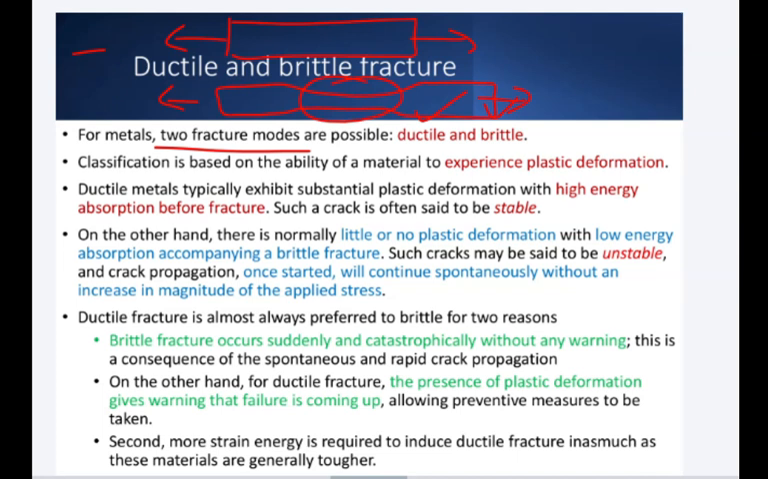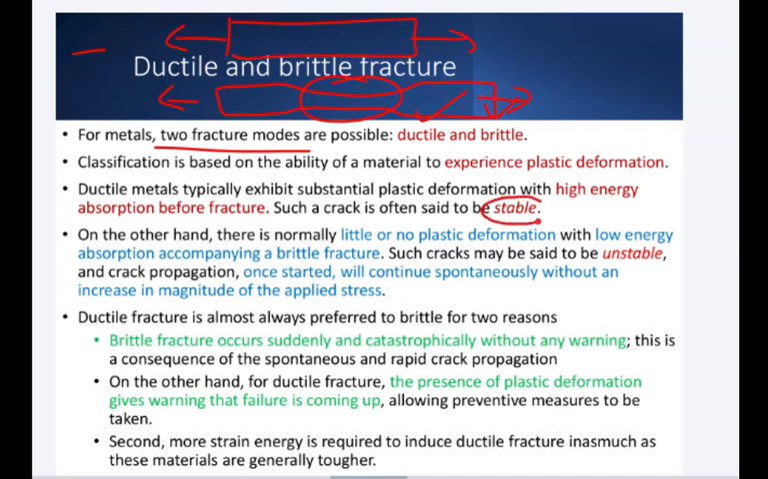Based on whether the material is experiencing plastic deformation or not, we have divided fracture into two modes, ductile and brittle. Ductile metals typically exhibit substantial plastic deformation with high energy absorption before fracture. When we see plastic deformation, the material absorbs energy before it fractures. And if we have a crack and the material fracture is ductile, that crack is often said to be stable.